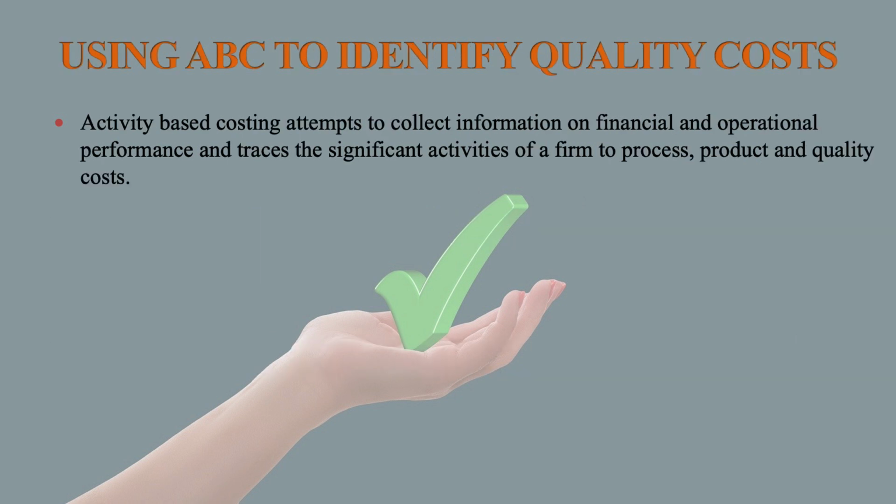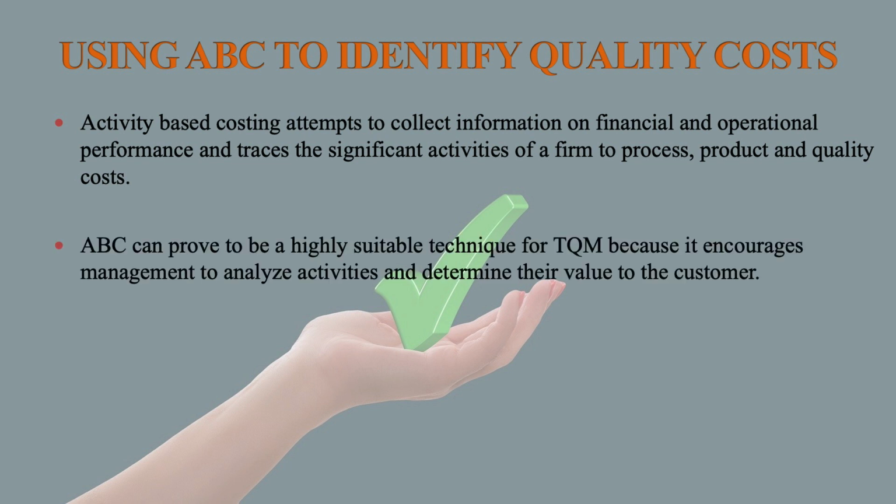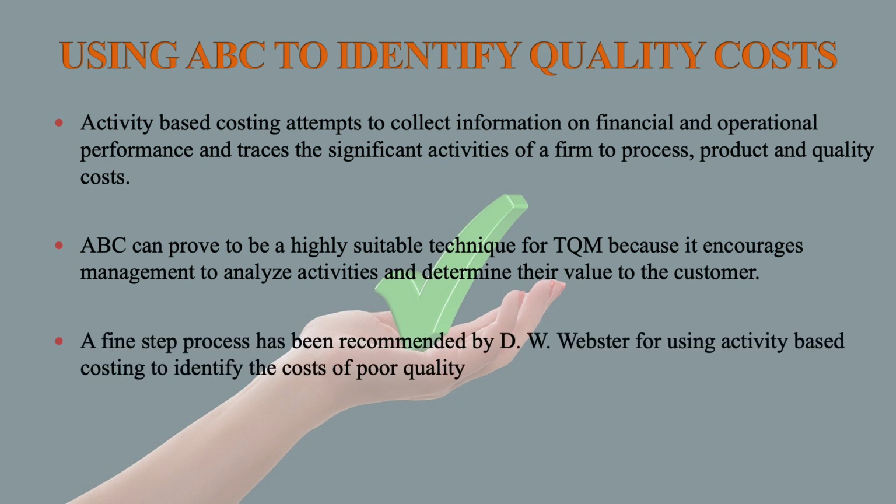Activity-based costing attempts to collect information on financial and operational performance and traces the significant activities of a firm to process, product and quality cost. ABC can prove to be a highly suitable technique for TQM because it encourages management to analyze activities and determine their value to the customer. A 5-step process has been recommended by D.W. Webster for using activity-based costing to identify the cost of poor quality.